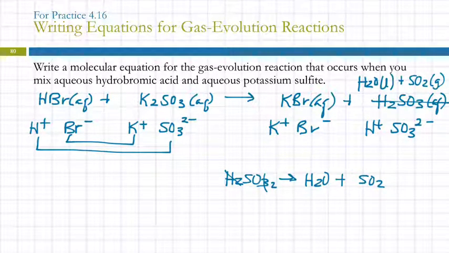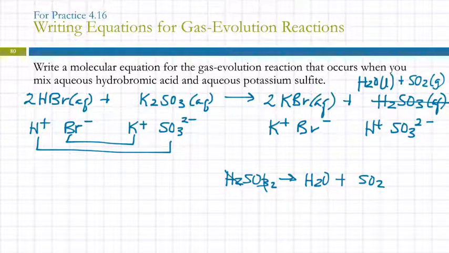Is it balanced? No, it isn't. Here I have 2 potassiums, and here I only have 1. So I need a 2 over here. Excuse me. 2 bromines. Over here I only have 1 bromine. So we gotta fix that up. 2 bromines over here.